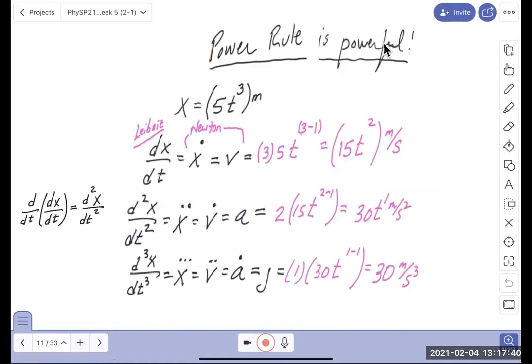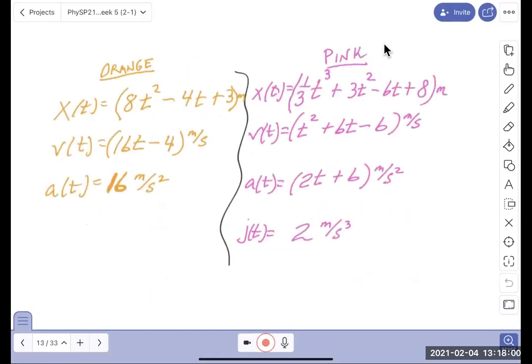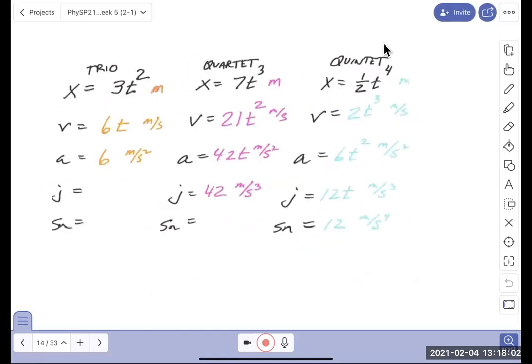Here's the power rule. I like this slide. It's got a lot of stuff on this one slide. I think this was in Tuesday's slideshow. If you go to Facebook, you'll see this. It's a good synopsis, one to keep in your notebook. It'll help you in calculus as well. Pink equations, orange versus pink. You can go trio, quartet, quintet. If you were to give it a color, maybe it's purple or teal or turquoise.